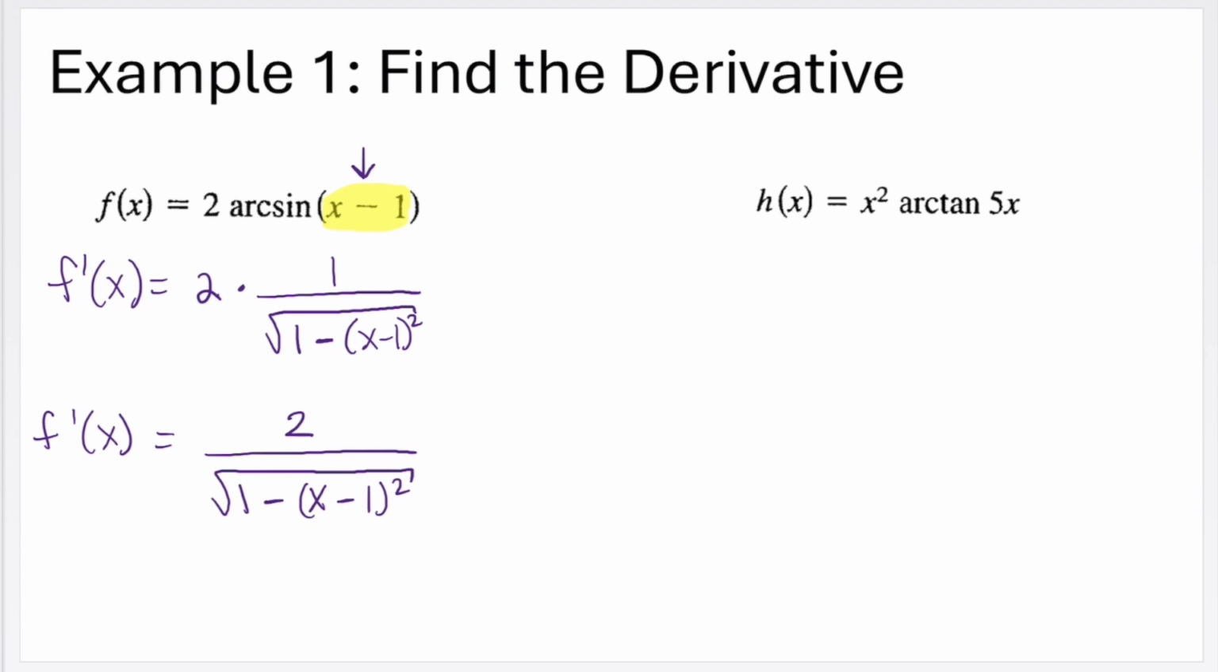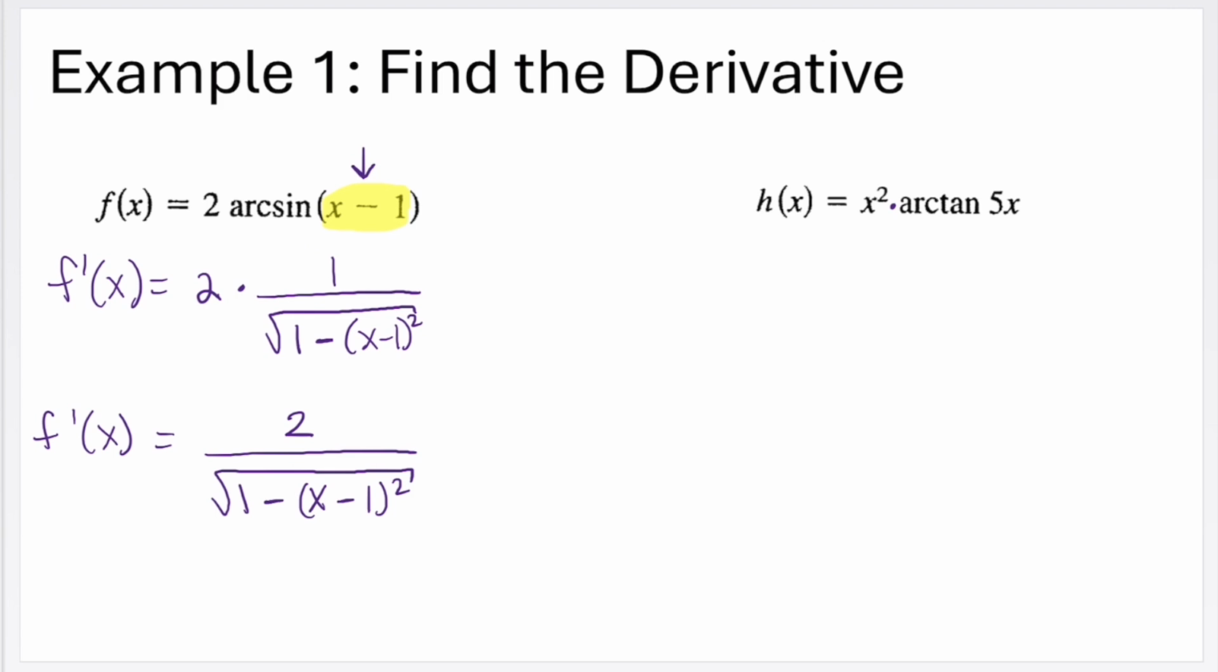This is x squared times arctan of 5x. Now this one is going to be a product rule. So this one's going to be a little bit more involved because we have two things that are being multiplied together. And we also have a function inside of a function that will have a derivative, because 5x, you can take the derivative of it. So this one's going to be a little bit bigger, a little bit more involved.